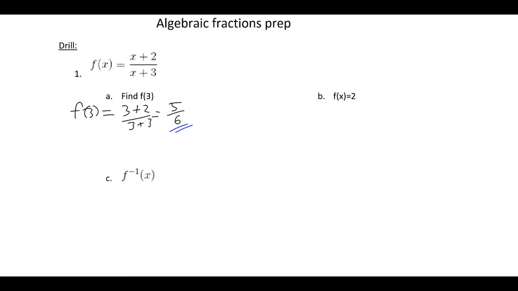Second one, f of x equals 2. Well, if f of x equals 2, f of x also equals x plus 2 over x plus 3. Now this is really important that you realise a difference. F of 3 means we plug in x equals 3. F of x equals 2 means we change that for f of x. So now we have our function of x equals 2. We then rearrange that. I'm going to times by x plus 3.